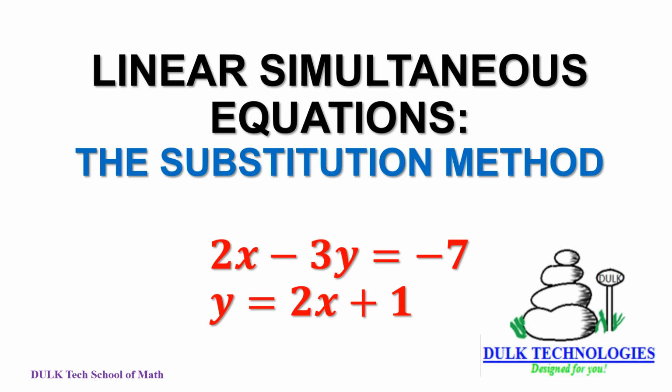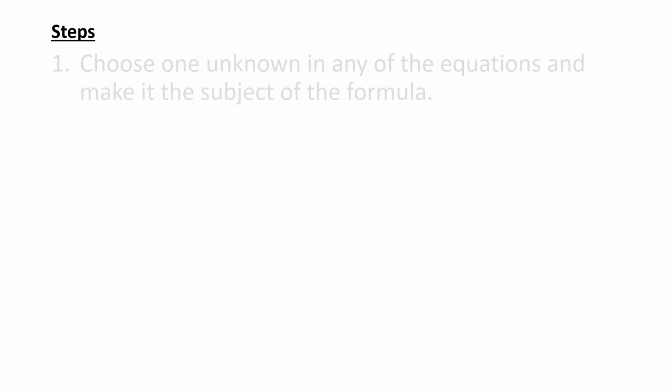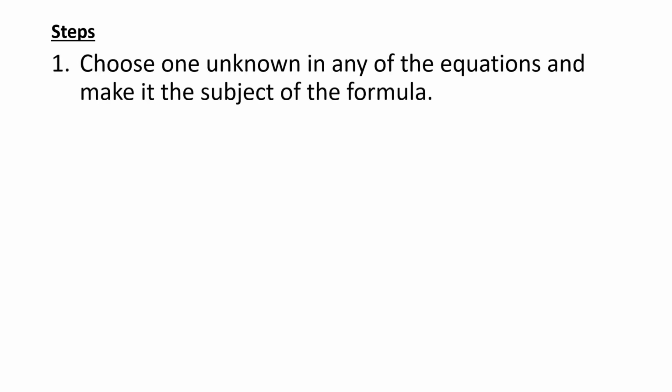In this video, I want to show you how to solve linear simultaneous equations using the substitution method. Right, so we have a few steps that we have to follow. The first one: choose one unknown in any of the equations and make it the subject of the formula. So first of all, make one unknown the subject of the formula. This method is about making any one unknown the subject of the formula.